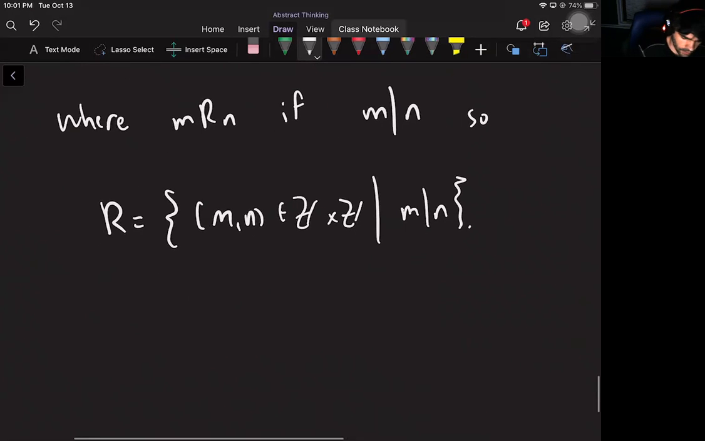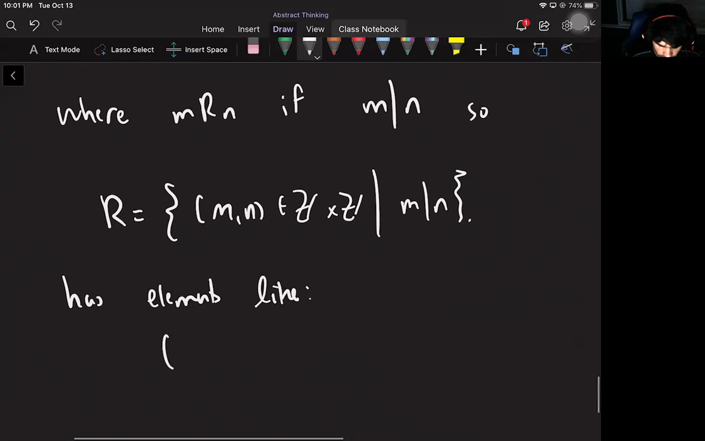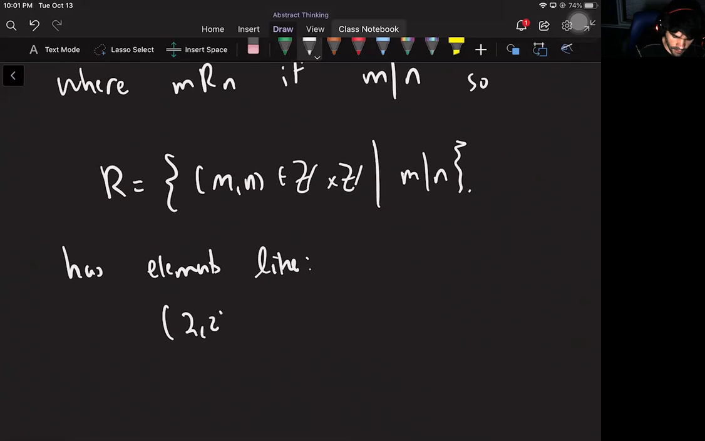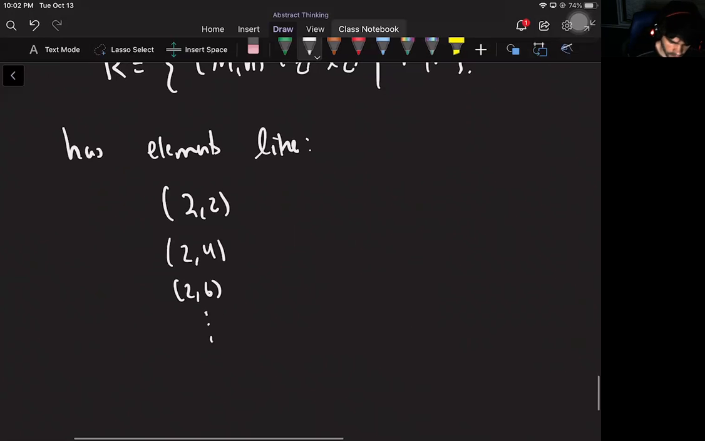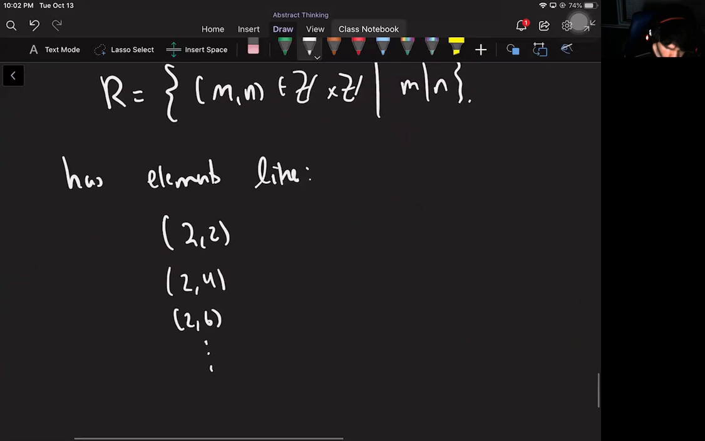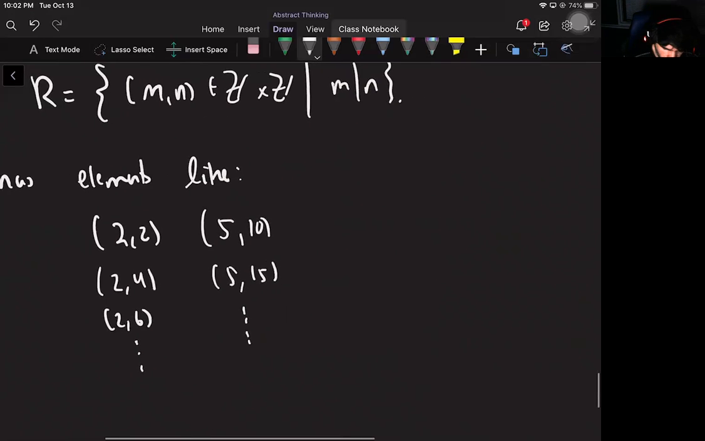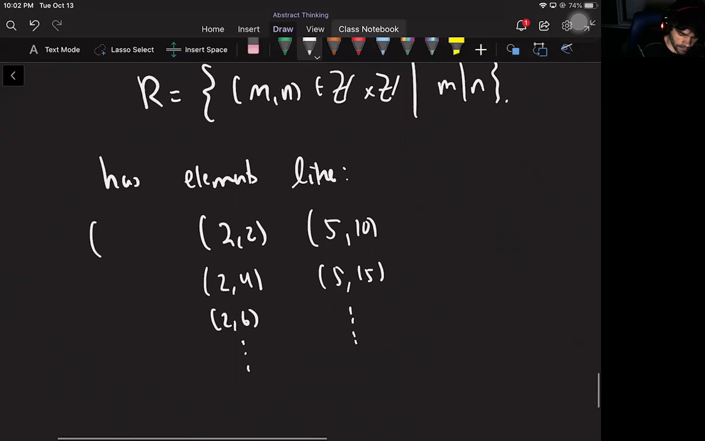n. So again, it doesn't hurt to just list some elements just to see if you can notice any sort of pattern. So for example, 2 divides 2, everything divides itself. 2 divides 4, 2 divides 6. So that creates an entire list of things as you can see the pattern going. 5 divides 10, 5 divides 15, and so on like that. And then there's also negatives in here. So like negative 4 divides 4.